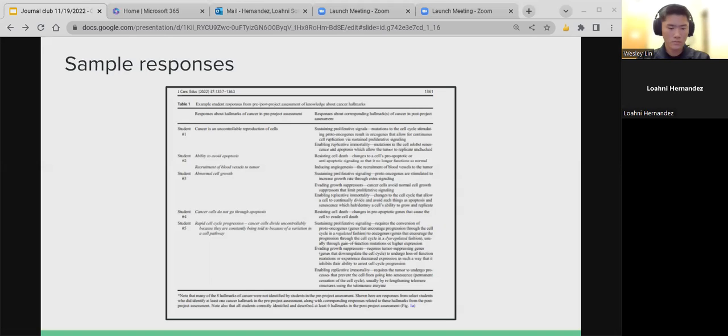So we can truly see that the project assessment, so going through this lecture and going through maybe this project, maybe they were part of the project, really helped to solidify that understanding.